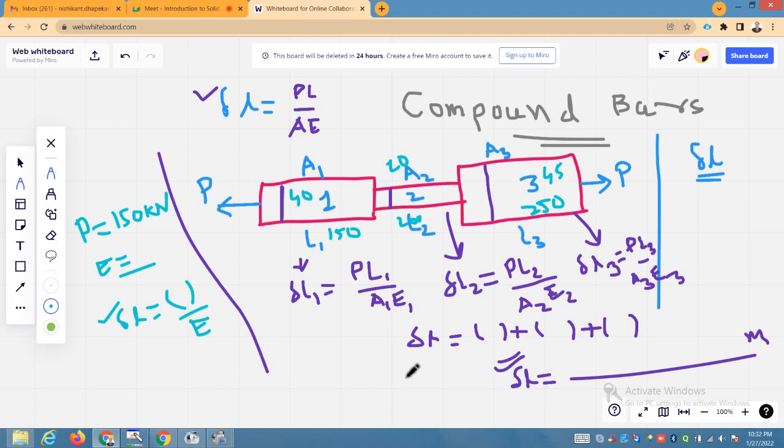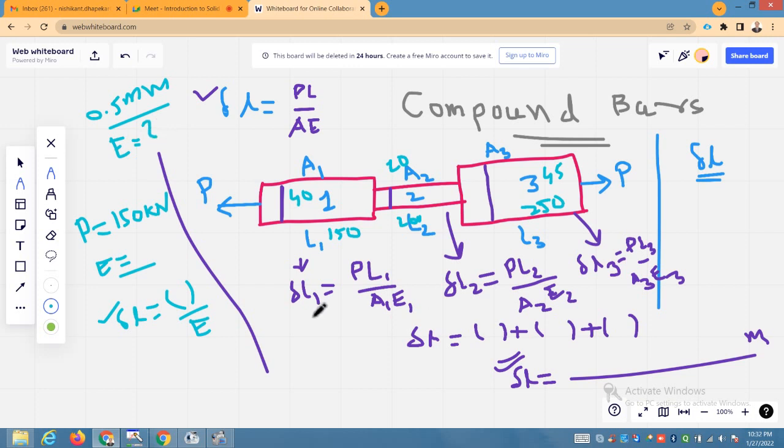Next variation, suppose the total change in length of this compound rod is given as 0.5 millimeters, and you are asked to calculate the value of E, then what will you do?